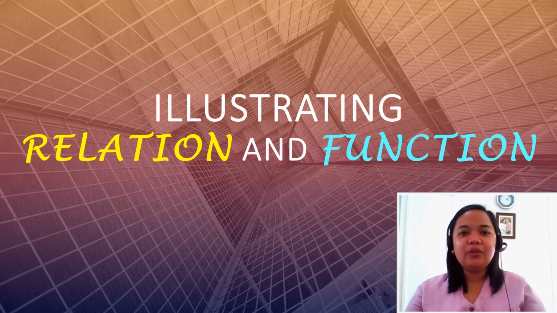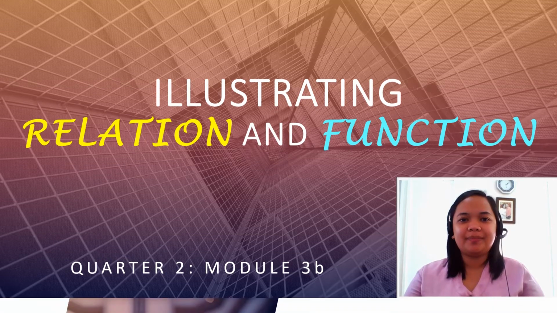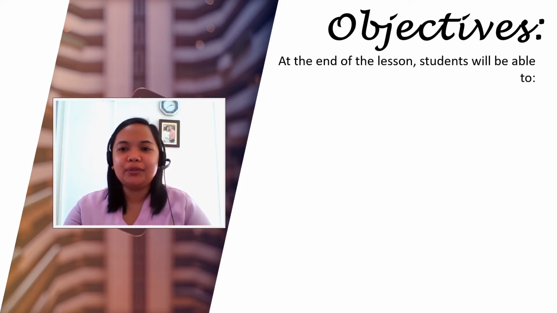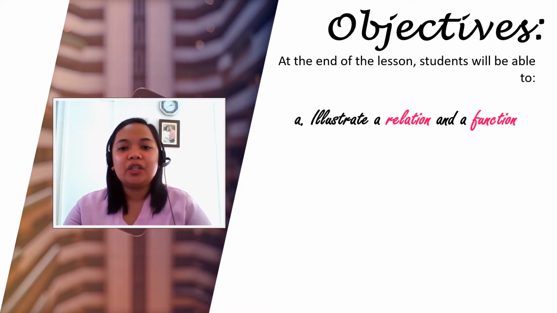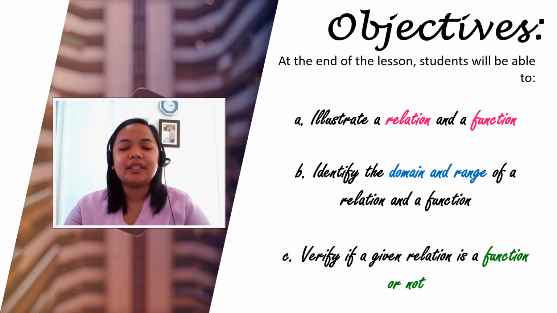So today, we are going to talk about illustrating relation and function. This can be found in your Module 3B of Quarter 2. We have three objectives from this lesson. At the end of this lesson, students will be able to, first, illustrate a relation and a function. Second, identify the domain and range of a relation and a function. Third, verify if a given relation is a function or not.